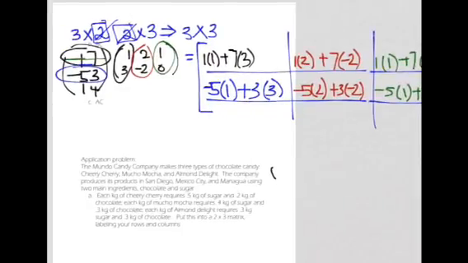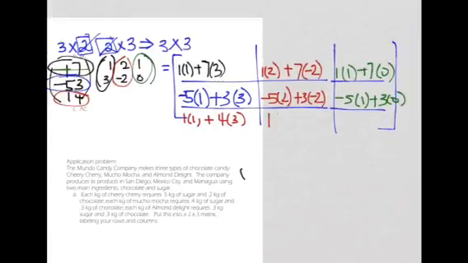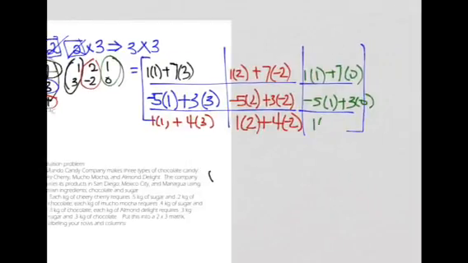One more. The 1 and the 4 does those same 3 things. The 1 and the 4 times the 1 and the 3. So it's 1 times 1 plus 4 times 3. Then it's 1 times 2 plus 4 times negative 2. And then it's 1 times 1 plus 4 times 0.